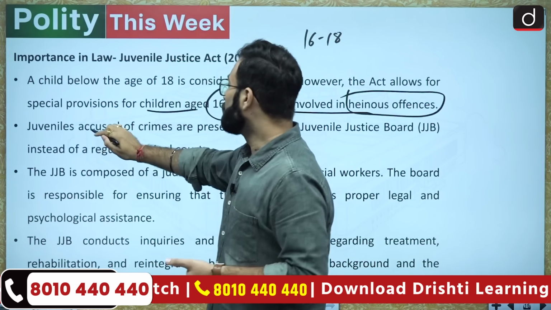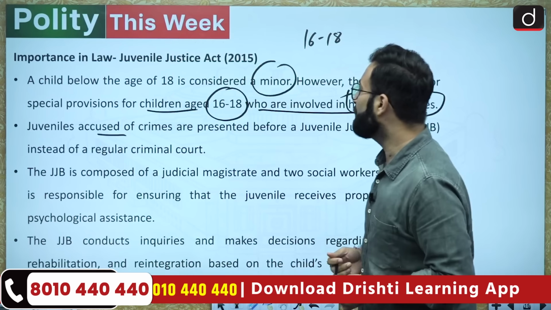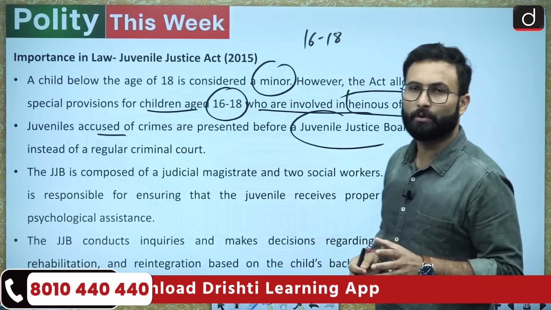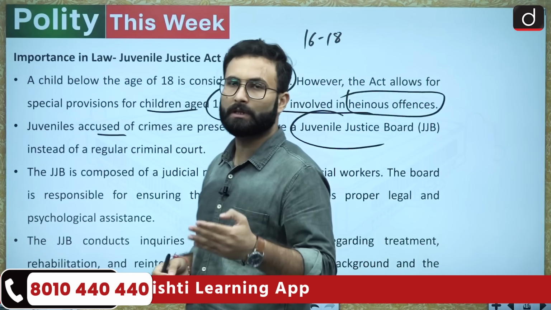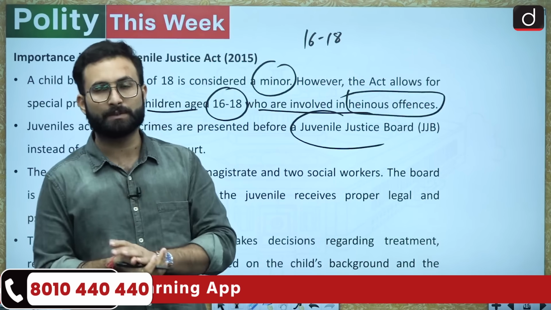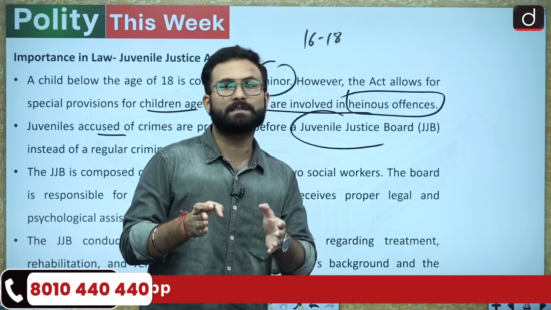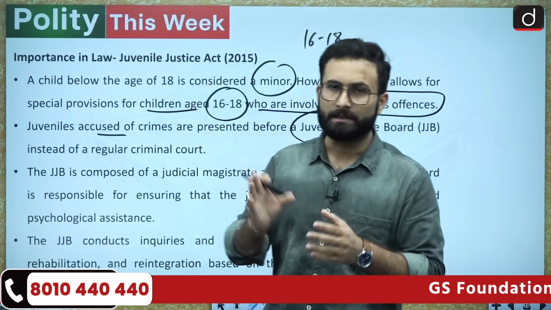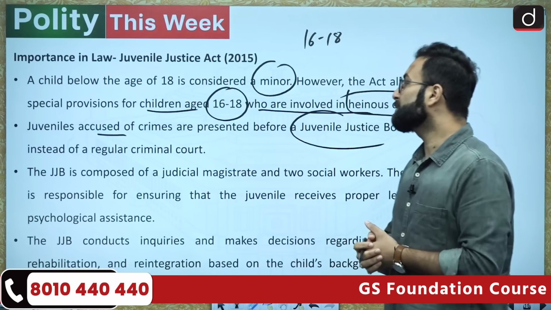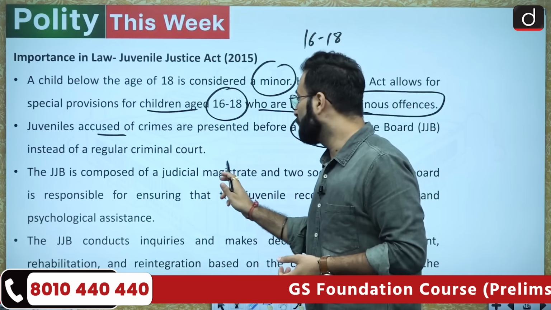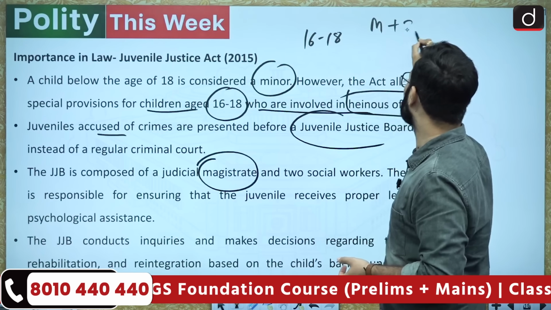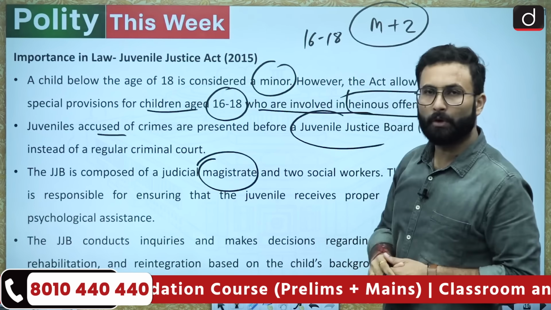Anyways, juvenile accused of crimes are presented before the Juvenile Justice Board instead of a regular criminal court. So they will not be presented in the criminal court, they will be presented in the Juvenile Justice Board. Now the Juvenile Justice Board will go for the investigation, inquiry, all these things, and then come up with the judgment. The Board comprises a judicial magistrate. There will be one magistrate and two social workers, and they will decide.